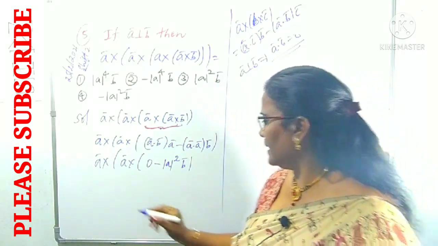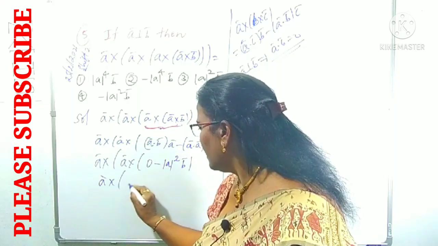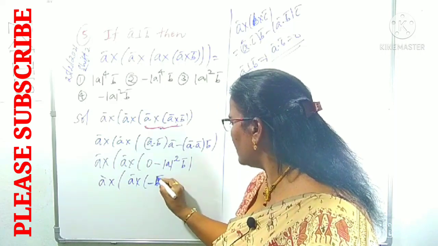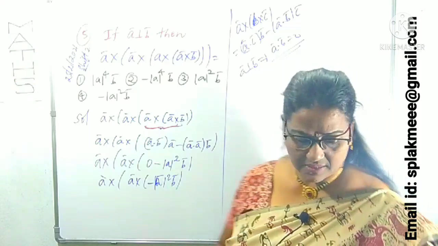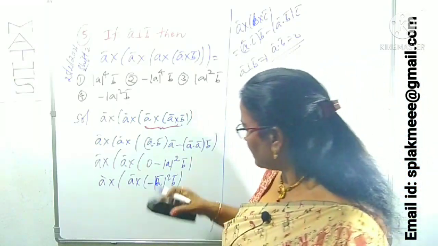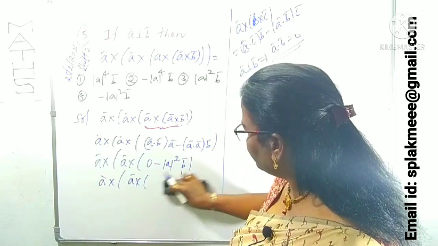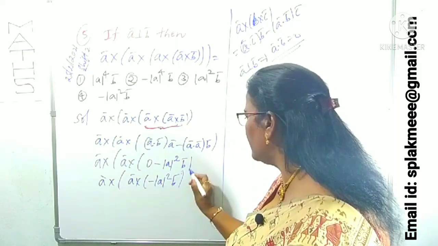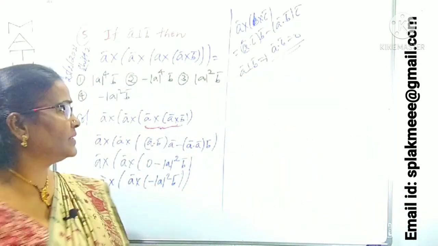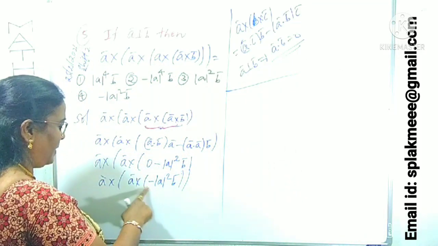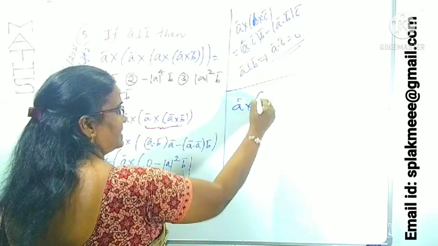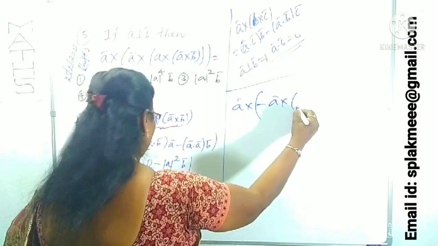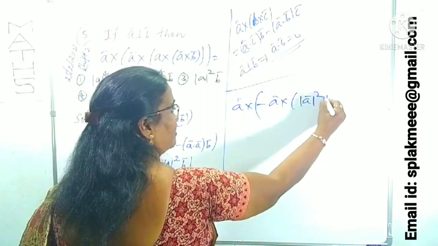Now next, again I am writing here A cross of minus mod A whole square into B bar. Carefully we have to write this. Now what is the next step? We can concentrate on this one. A cross of it is as it is. Here I am taking the minus outside: minus of A cross of mod A whole square into B bar.